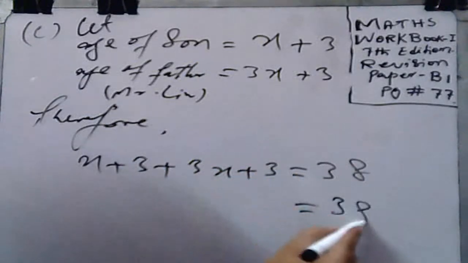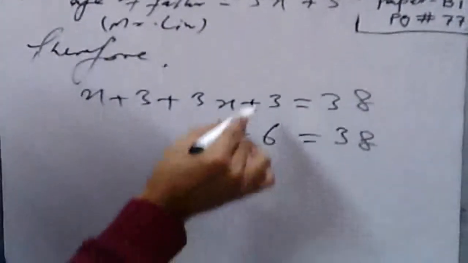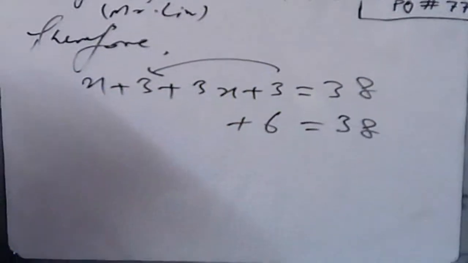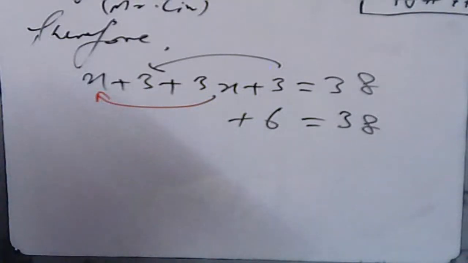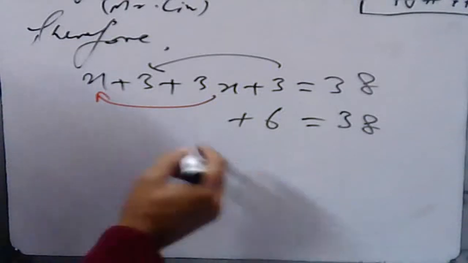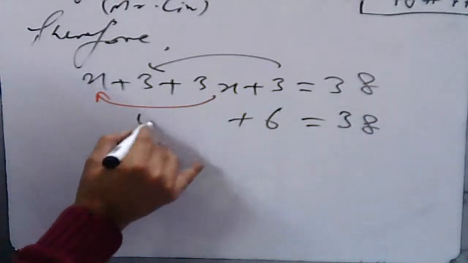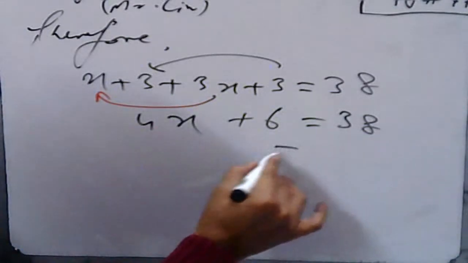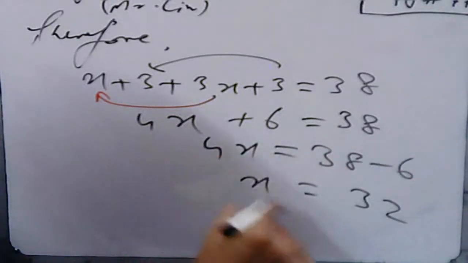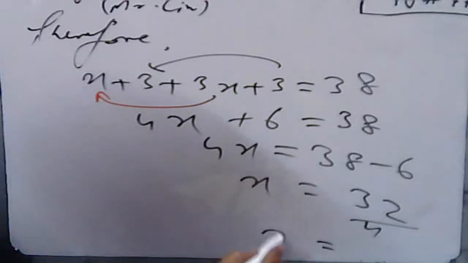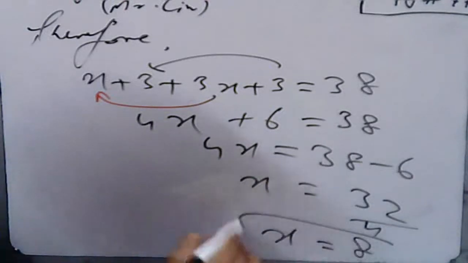So you will get 6, and due to homogeneity, x will be added, so you will get 4x. So 38 minus 6 is equal to 32, that is your 4x. So the value of x is 8.